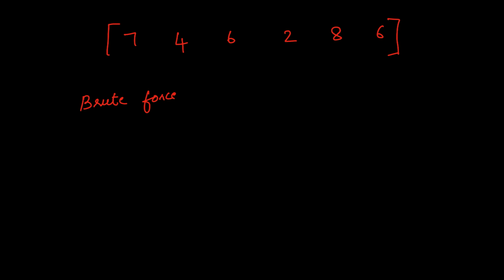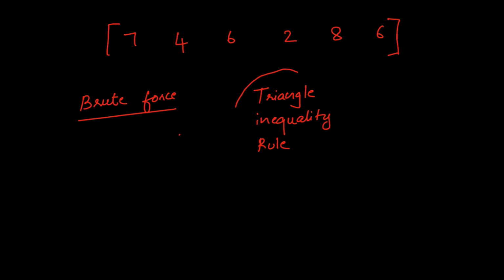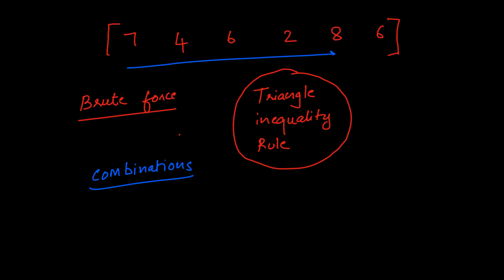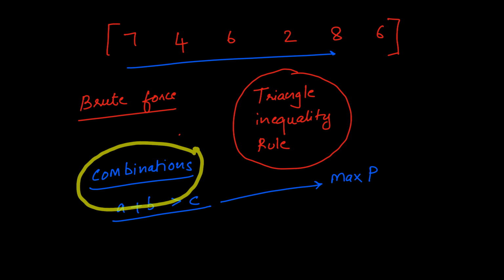Let's start by understanding how we can apply brute force to solve this problem. As we discussed earlier, we'll be using the triangle inequality rule to decide if we can use the three numbers as the sides for a triangle, making it a valid one. So the simplest way to use brute force on this is to try all possible combinations of A, B, and C and verify if the rule is satisfied. If yes, then the corresponding perimeter will be saved into a separate variable, which will only be overwritten with a higher value. And after trying all possible combinations, we'll return the max P, that is the maximum perimeter, as the output.